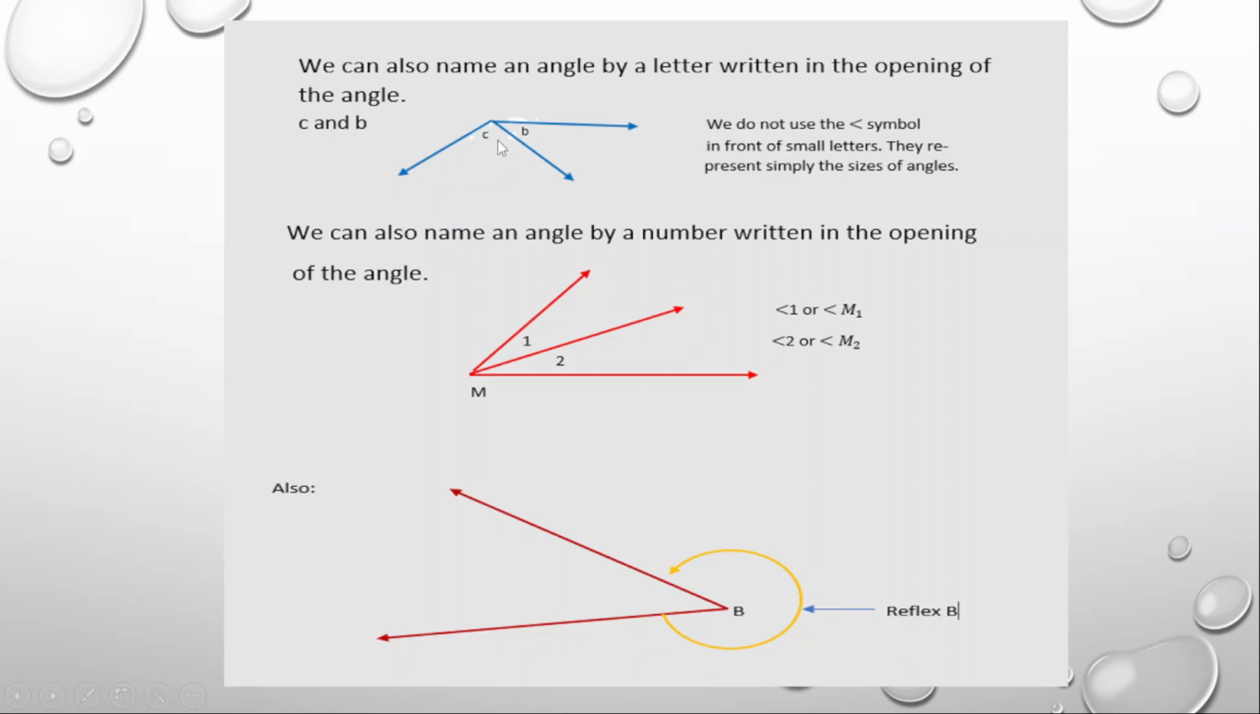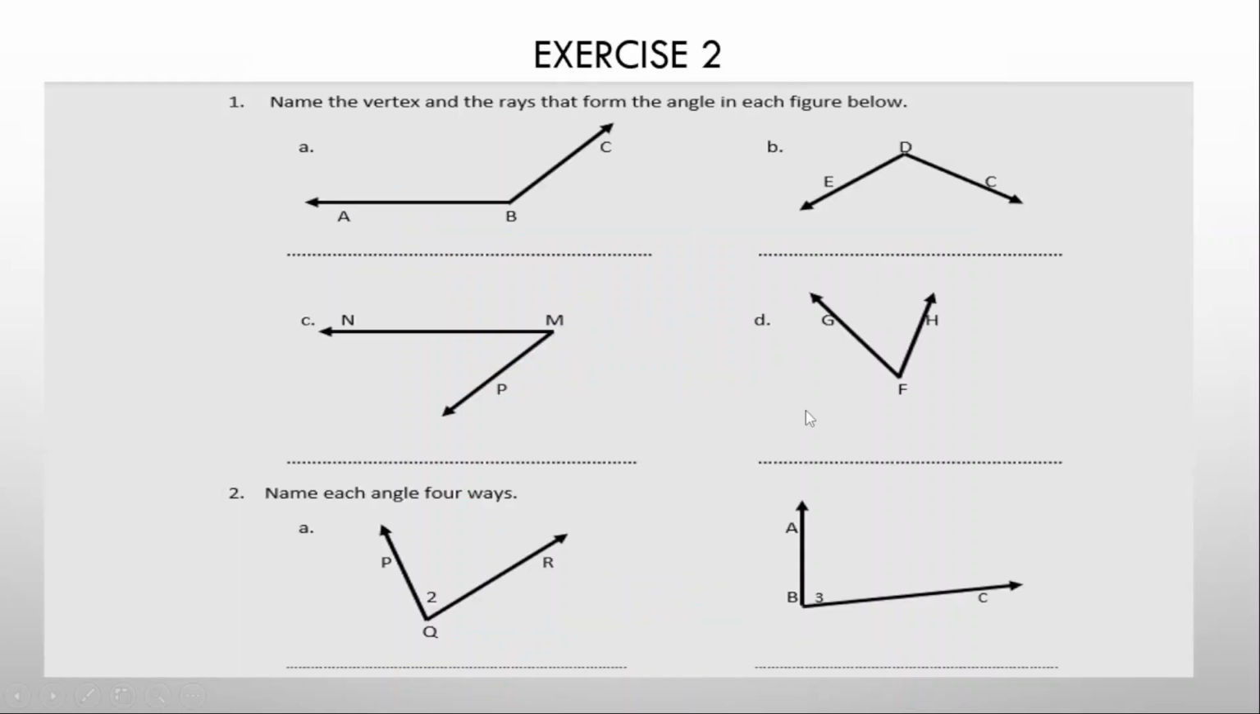Okay, let us go. We can use letters, we can use numbers, and lastly, we can use the word reflex B. When you see reflex, you know it's the external part of the angle. Right, here we have a little exercise for you. I am not going to write down all the answers, because I have the answers on the last slide.